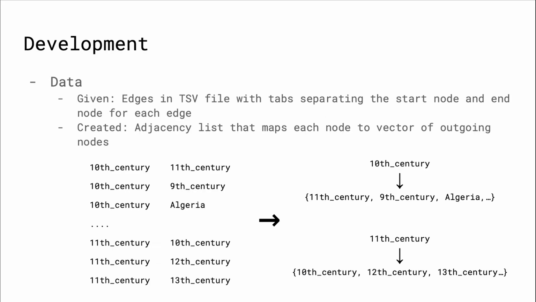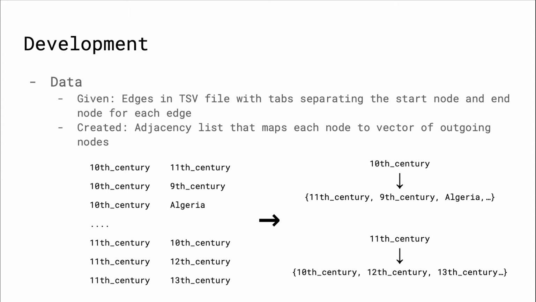Our data was in a TSV file, and this data was accumulated through a SNAP Wikipedia navigation path set that we got from Stanford. It contains 4,000 articles and has all the links that those articles go to.